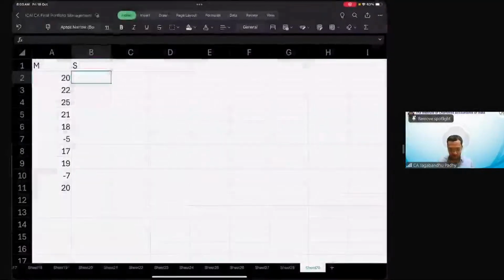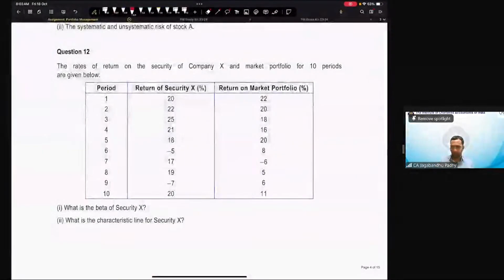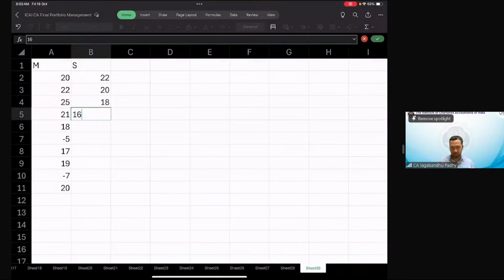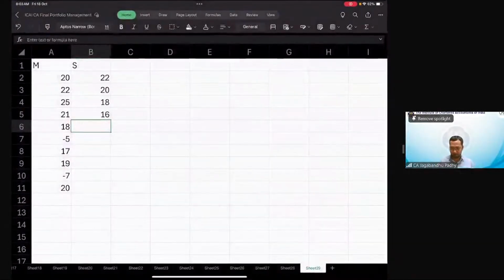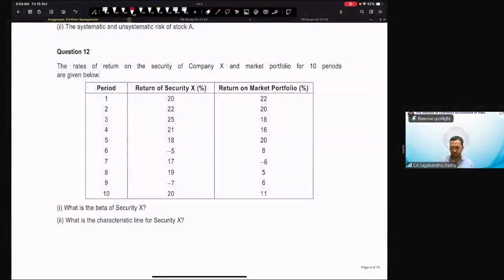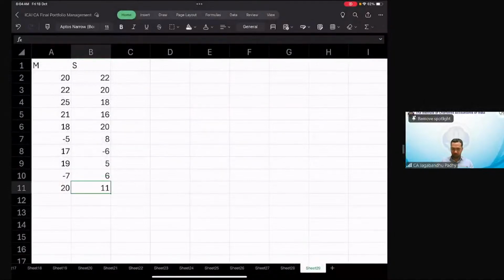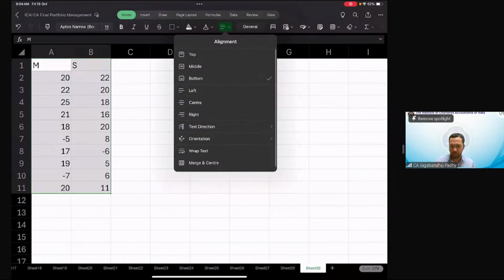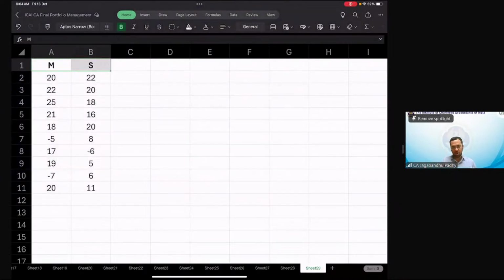Security returns are 22, 20, 18, 16, 20, 8, minus 6, 5, 6, and 11. Okay, so these are the market return and the security return. We will compute from this the beta values. Also, we will form the regression equation out of it, and we will also be breaking the total risk to systematic and unsystematic portion.